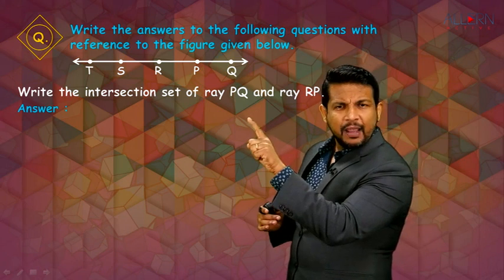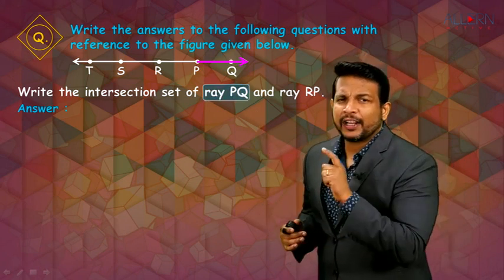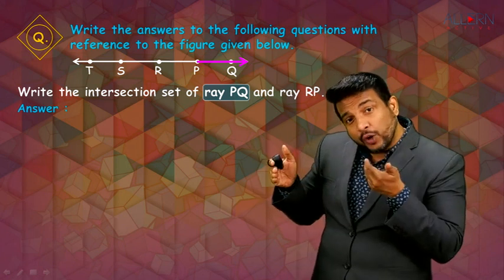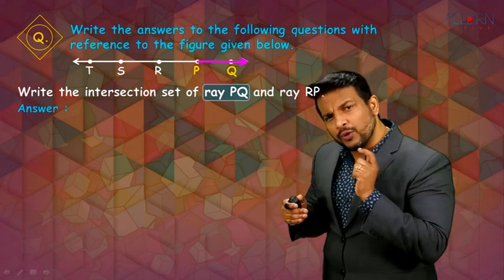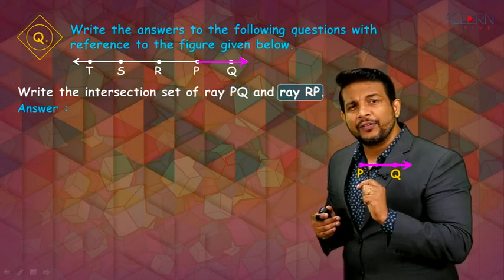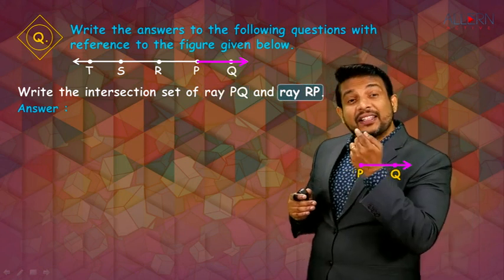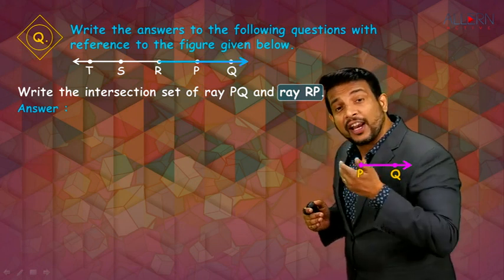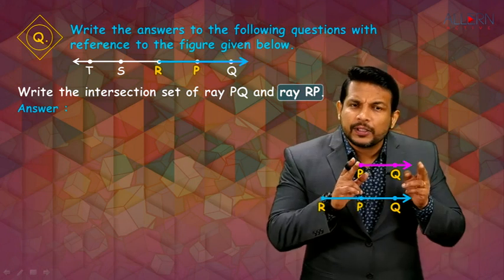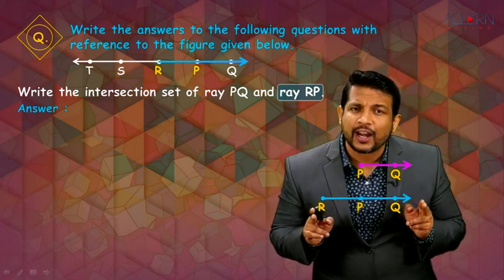So when we say ray PQ, identify that ray PQ starting from P, that's the origin, moving in the direction of Q. So we identified that, that is ray PQ. Okay, I'll just separate it for your understanding. And ray RP, now when we say ray RP, that means it starts from R, moves in the direction of P. So we identify that too. So we have it. So this is ray PQ, this is ray RP.